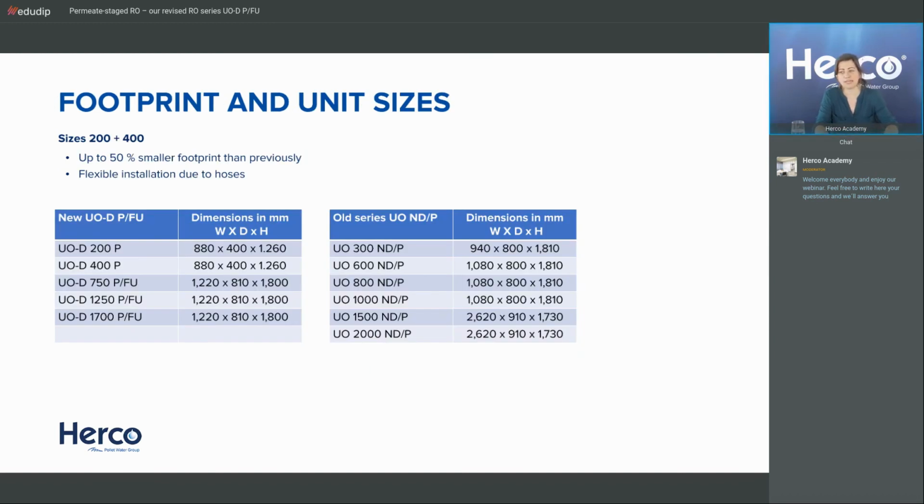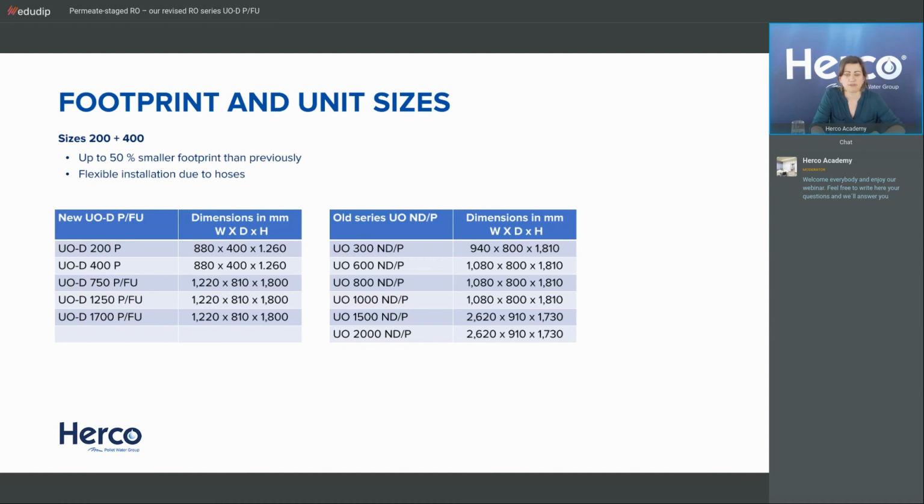Okay, and here finally a comparison of the footprint and unit sizes. You see here the old series, that's the table on the right-hand side. And we had quite a few more units, and we also had larger unit sizes, but as I told you before, those were always customized plans. So we decided to take them out of the catalog. If you need a larger unit, we will design a plan particularly for you and offer you that unit size.